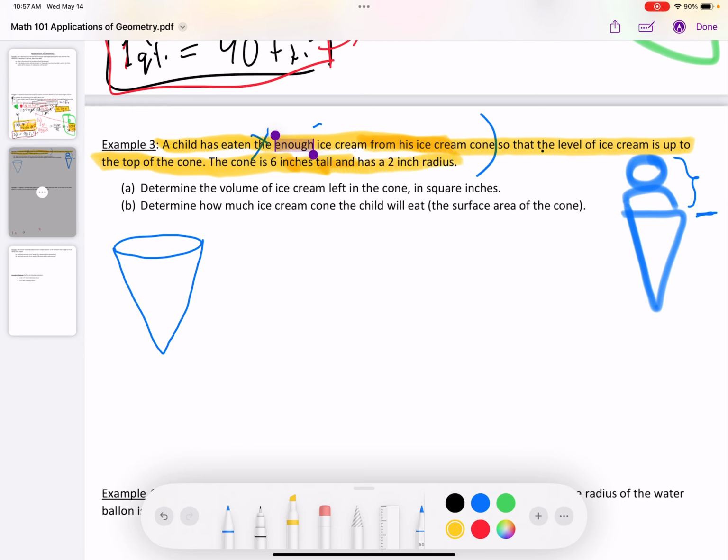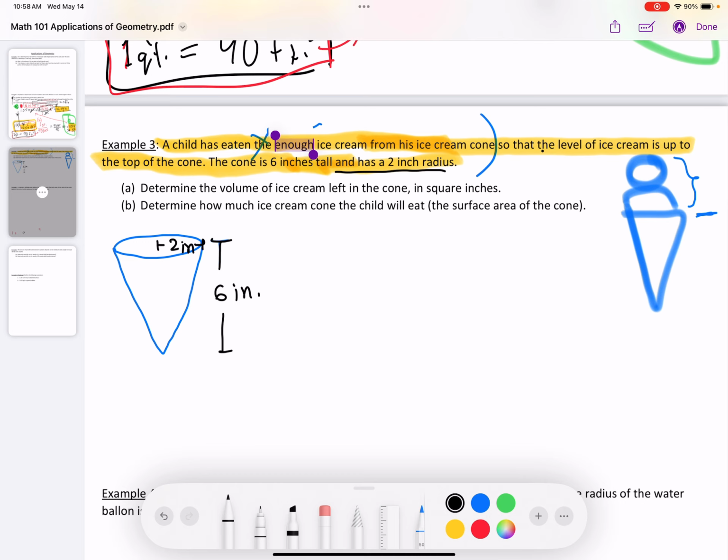I'm going to label my cone. 6 inches tall, so from here to here is 6 inches. Got it. And then what else? It has a 2-inch radius. Like in the last one, they gave us diameter, but this time they're giving us radius. That's good to keep track of the difference. All right, that sounds good.